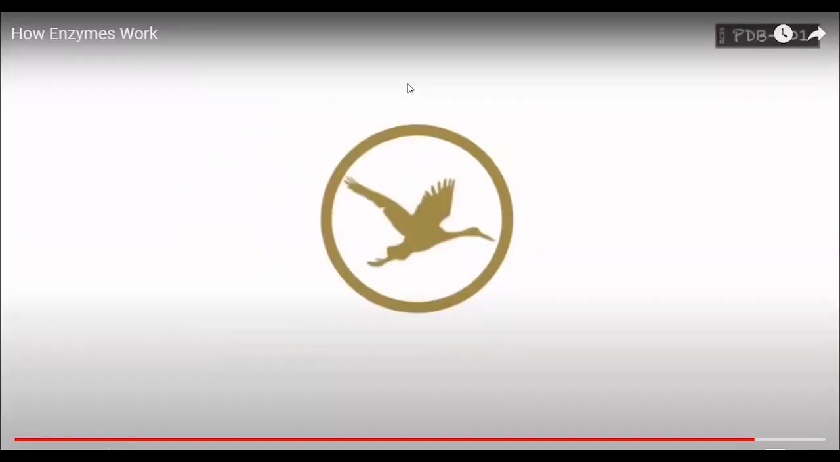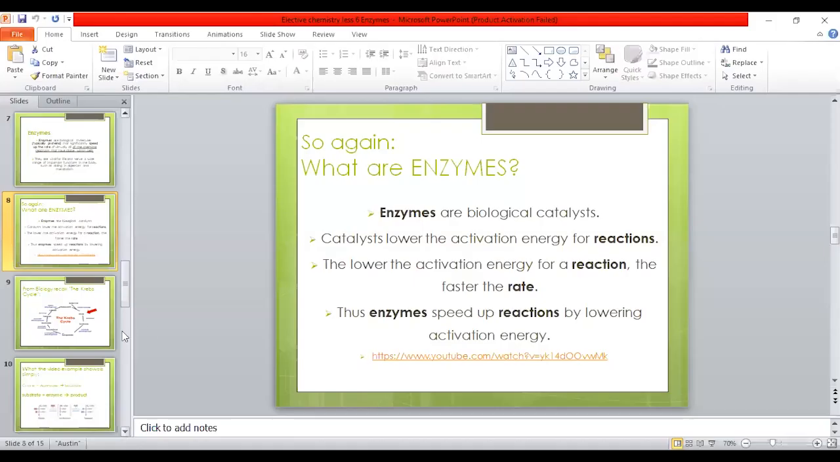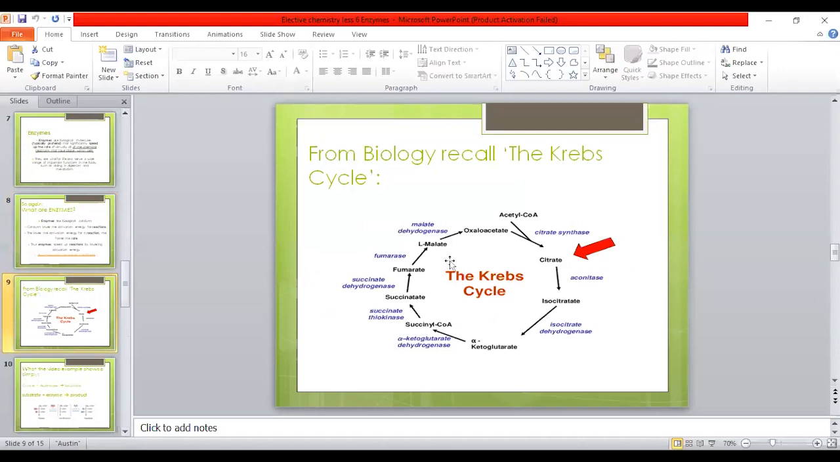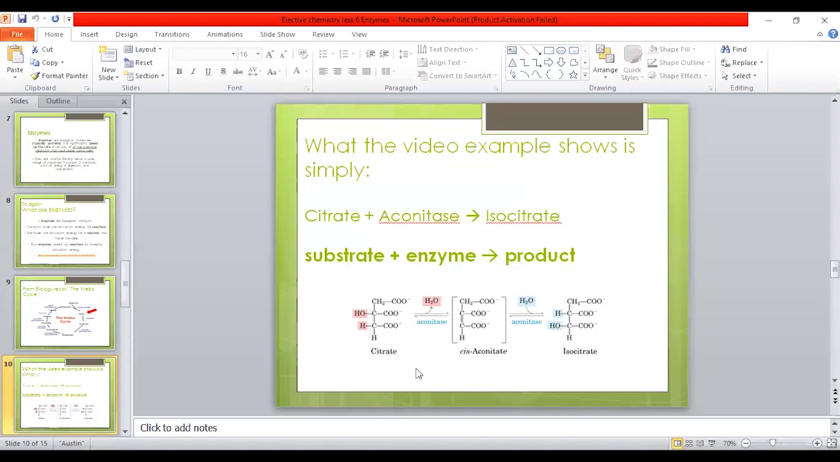Okay, so pretty much this was how the enzyme works. What you saw is an example from the Krebs cycle. Aconitase is the enzyme that turns citrate into isocitrate. How it works is like this: the citrate creates the intermediate, cis-aconitate, then aconitase puts the H and OH groups into different places, creating isocitrate. So what this shows is the substrate plus enzyme gives us the product. In different words, citrate plus aconitase gives isocitrate.